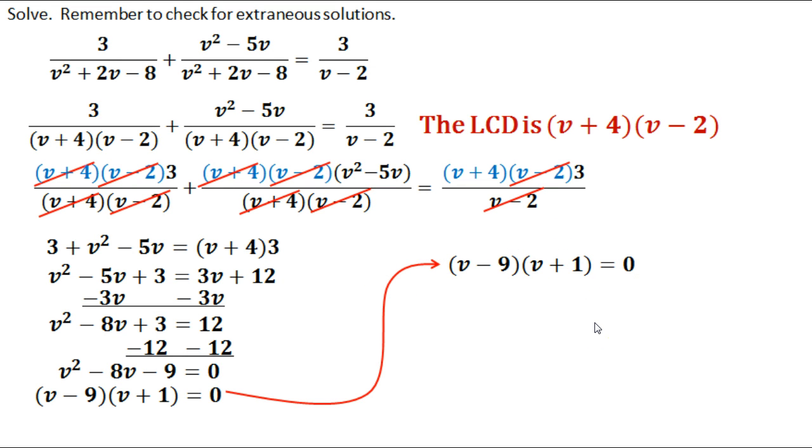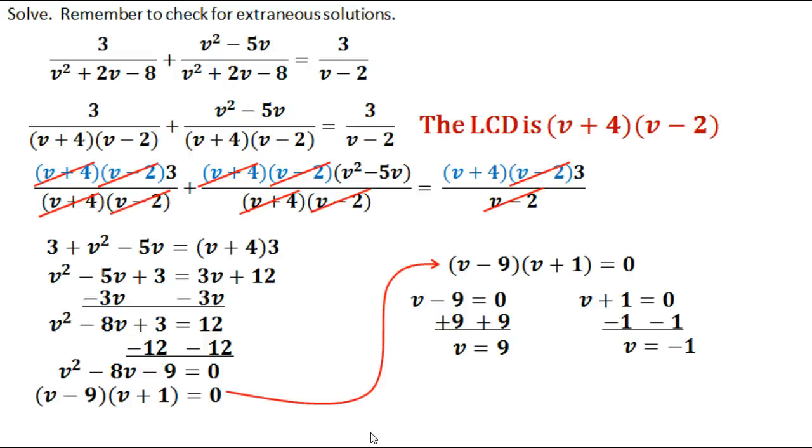So that would be v - 9 = 0, and then v + 1 = 0. And we can solve each one of them individually. We'll start with this one. We'll need to add 9 to both sides. Then we find out v = 9. To do the v + 1 = 0, we're going to subtract 1 from both sides. We find out that v = -1. So v has two answers in this case, 9 and negative 1.